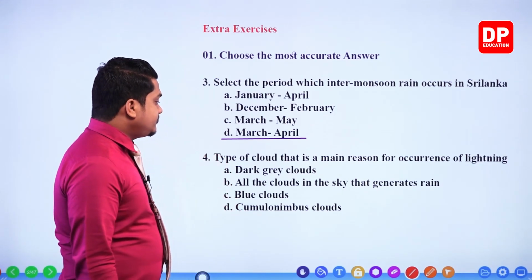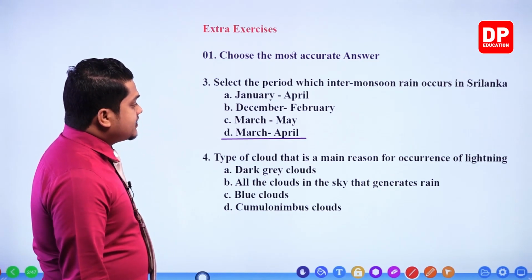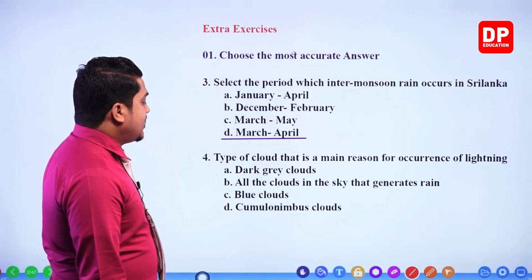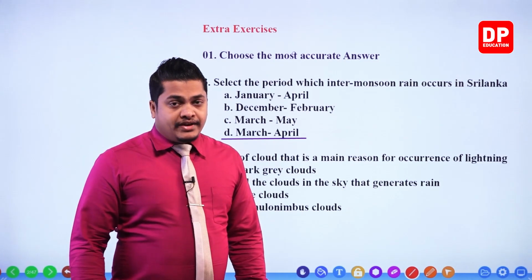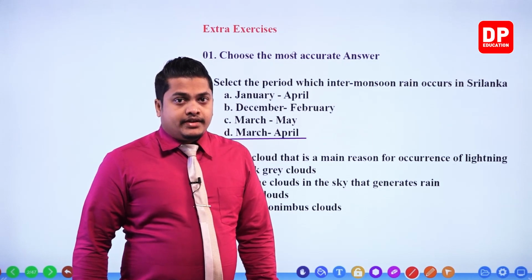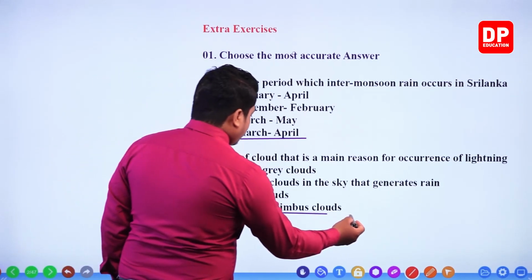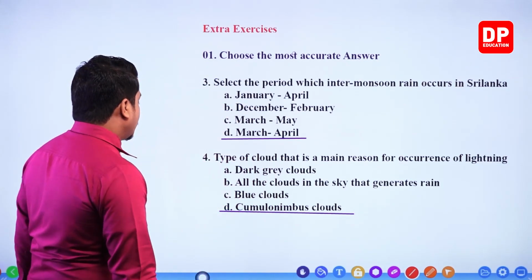Next one. Type of cloud that is a main reason for the occurrence of lightning. Very simple, my dear children. Cumulonimbus clouds are the main reason for the occurrence of lightning. Cumulonimbus clouds, right? Next one, question number 5.